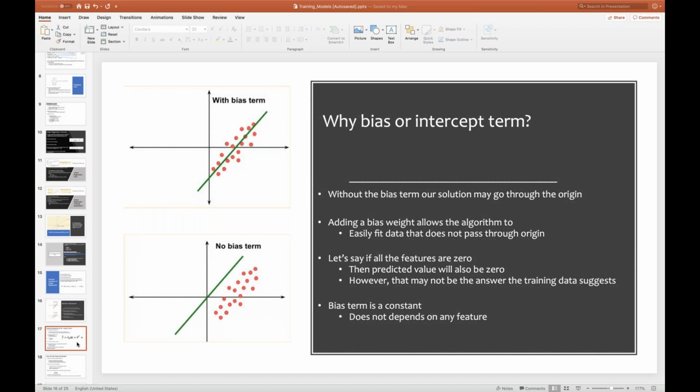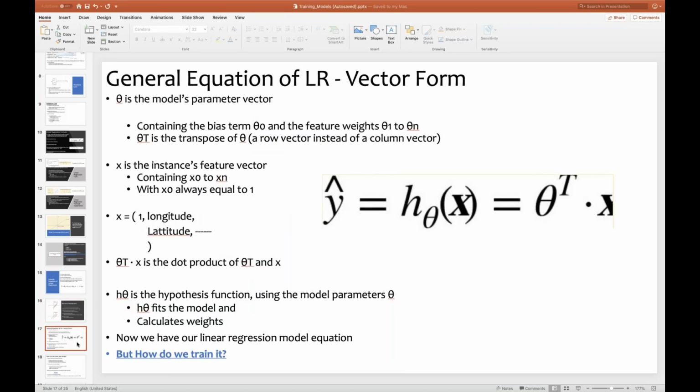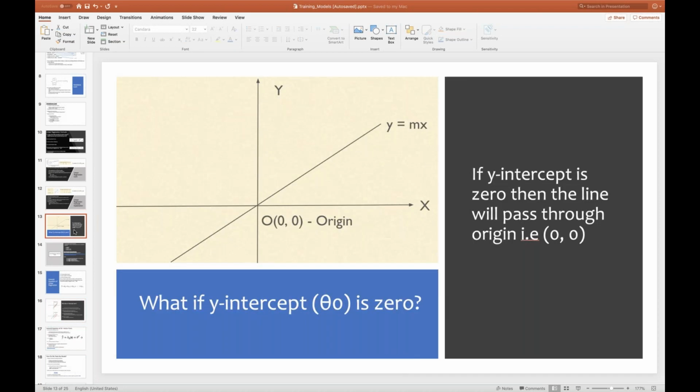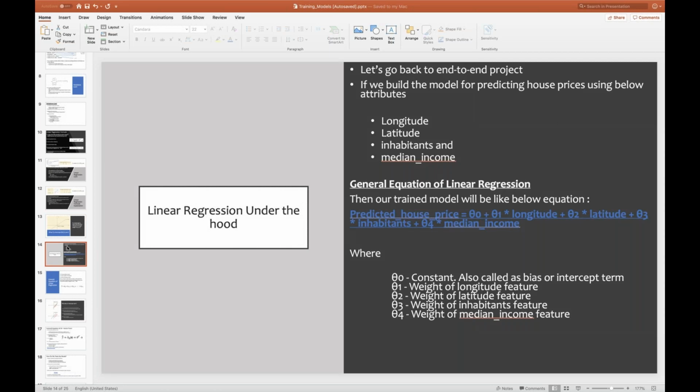Next slide is here. Now I'm talking about the general equation here. So guys, let's remember, the other day we stopped here. If the y-intercept is 0, then the line will pass through the origin, x-axis 0, y-axis 0. Here we are talking about linear regression under the hood. Here I explained what a constant term is, what a longitude is, what a latitude is. Longitude is one of the features, latitude is one of the features, inhabitants is one of the features, median income is one of the features.